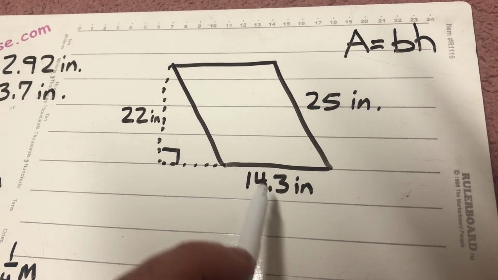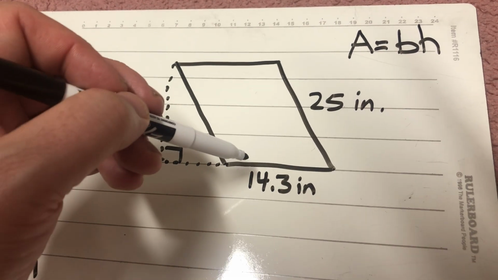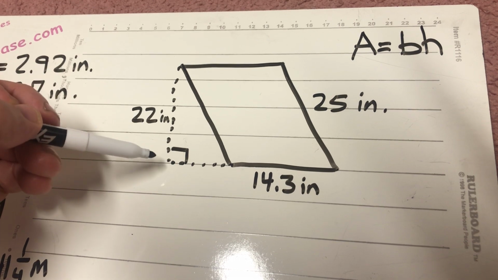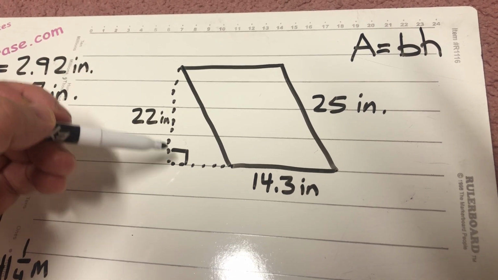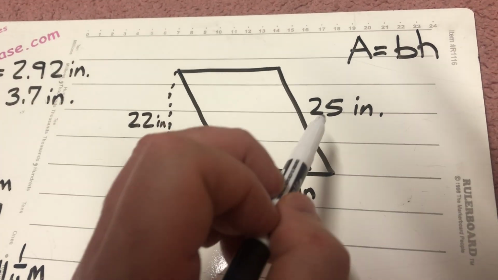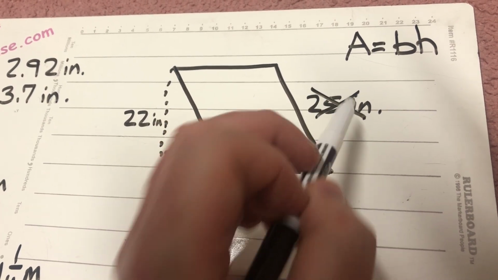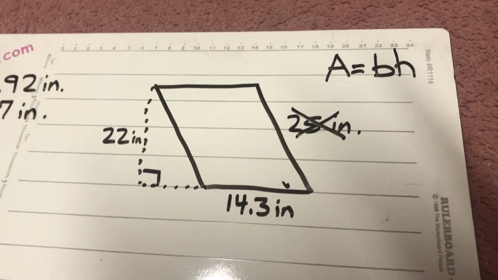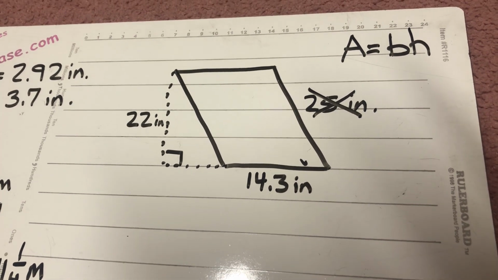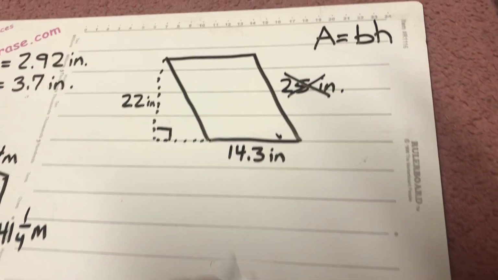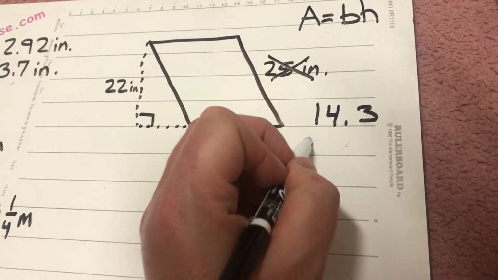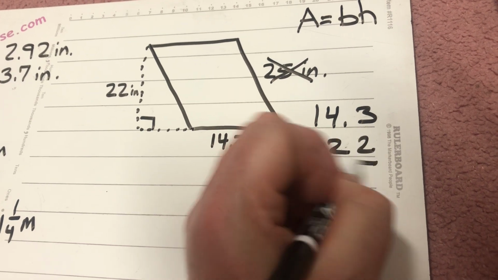Well, if I look here, the length of the base, it looks like, is 14.3. So this number seems relevant. The height is the distance from the bottom to the top, just a straight distance. Well, that looks like it's the 22 from here, from bottom to top. This 25, it's nice to know, but this 25 really does not help us find the area of the parallelogram. So it's important to know what information you need, what measurements you need. So for this particular one, it's going to be the 14 3/10 times 22.